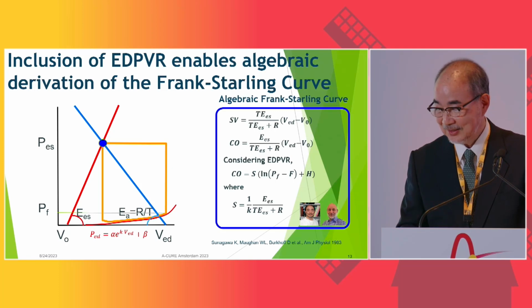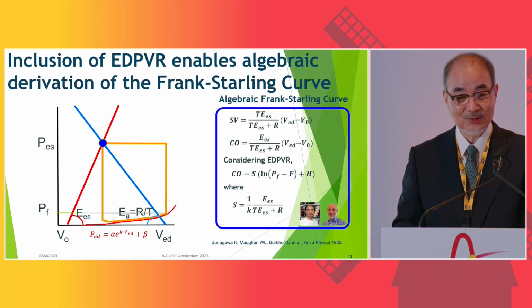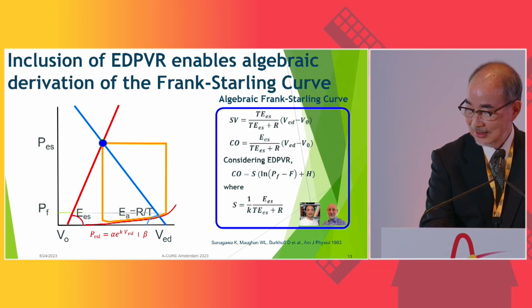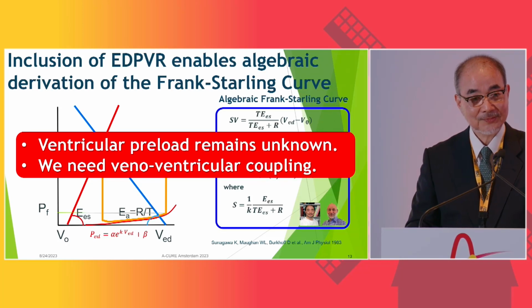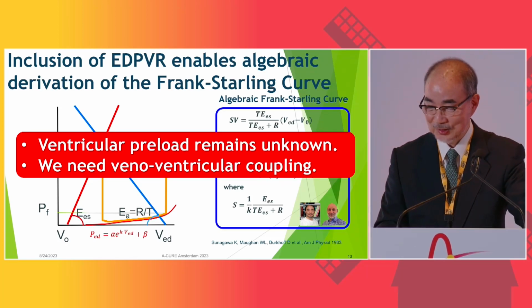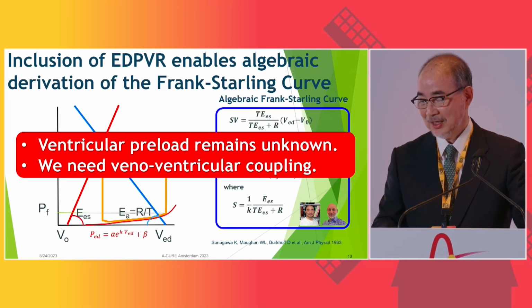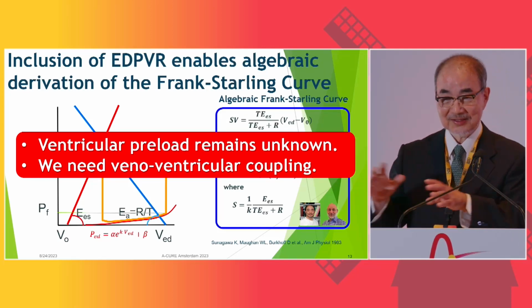We can do it, and we can get the impedance, we can get Frank-Starling curve analytically. And as you can see, Dan contributed this kind of work a lot. However, this is still not the total story. Now we have a Frank-Starling curve expressed by ventricular property and vascular property.